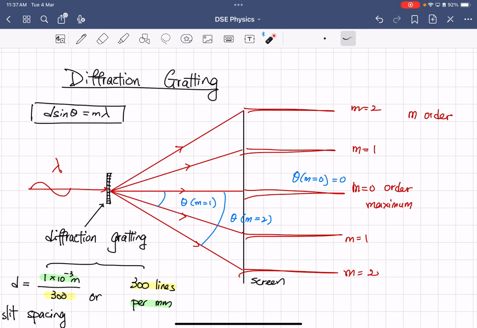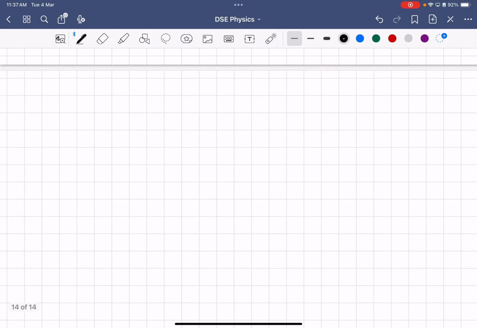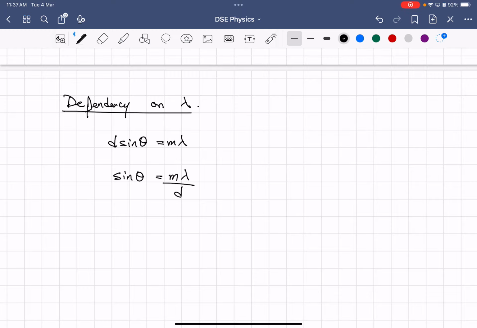Okay, now for these questions, what kind of thing can we discuss? First of all, is about the dependency on the wavelength. According to this formula, d sine theta equals m lambda, so sine theta in fact is equal to m lambda over d. It means that if you have a longer wavelength, then we would expect to have a larger angle theta.